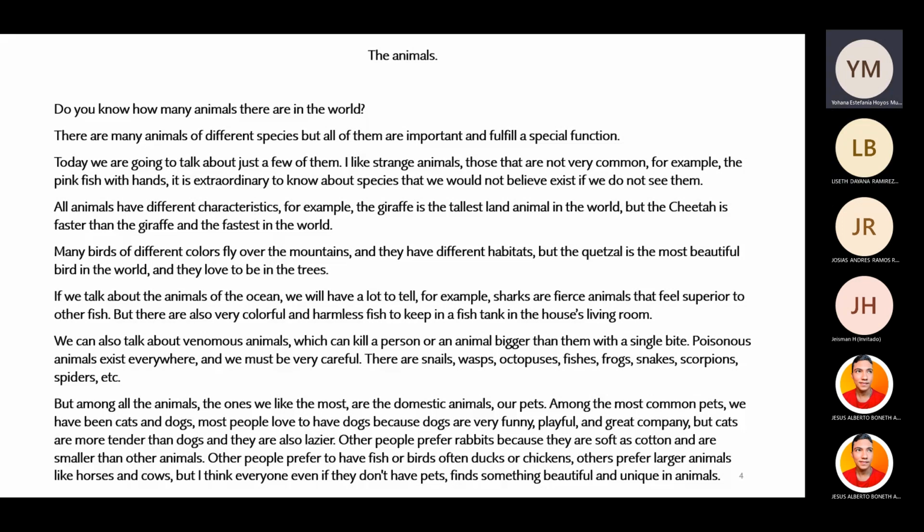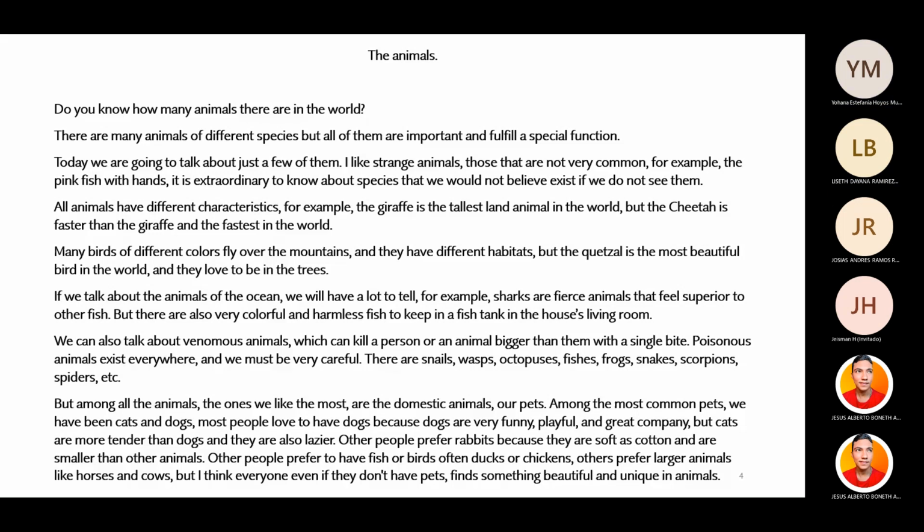All animals have different characteristics. For example, the giraffe is the tallest land animal, but the cheetah is faster than the giraffe and the fastest in the world. Many birds of different colors fly over the mountain and they have different habitats, but the quetzal is the most beautiful bird in the world and they love to be in the trees.